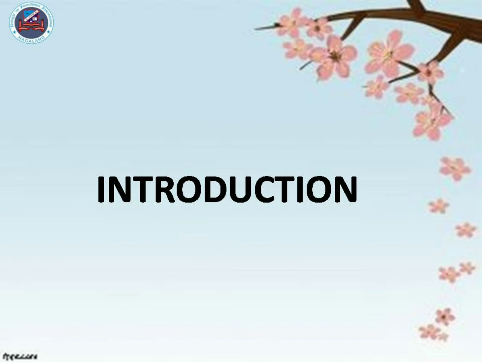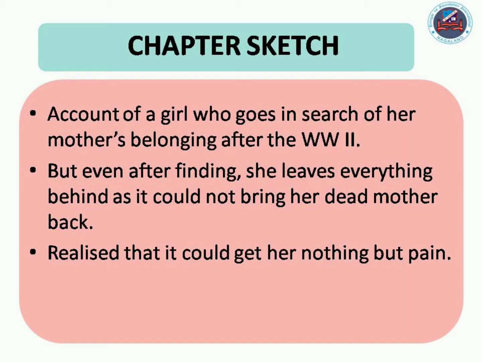The story, The Address, is set against the background of the Second World War. The narrator here was the daughter of Mrs. S. They were Jews living in Germany, and they were in perpetual danger of being imprisoned and persecuted. So most Jews were leaving their homes and were going away to safer places.